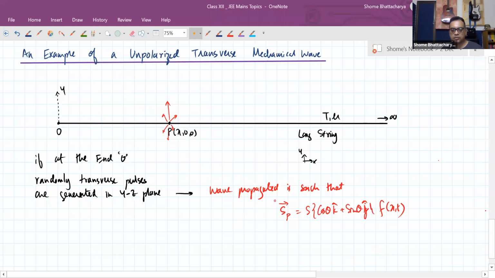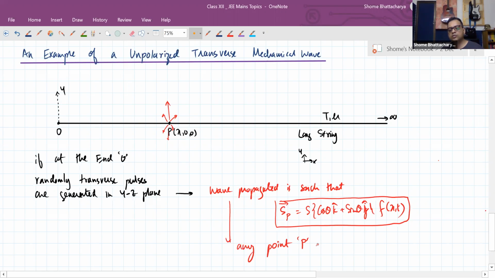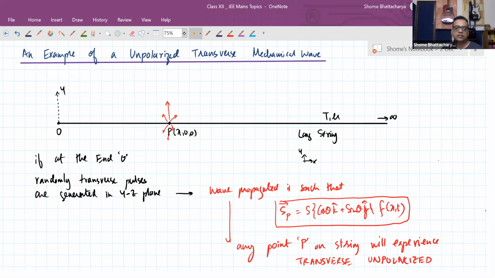So any point P on the string will experience transverse unpolarized displacements in the YZ plane.